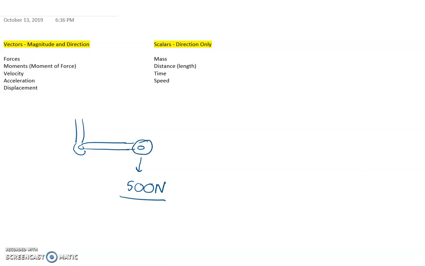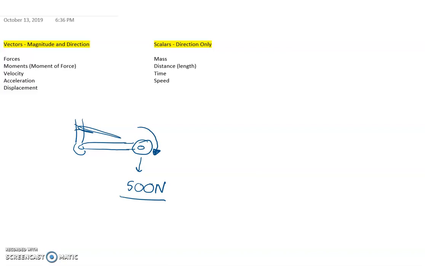What's going to happen with this lever here? It's going to start rotating in the clockwise direction. Okay, so as you can see, it has a direction. So even though it's rotational, it will tell you, okay, it's in the clockwise or counterclockwise direction. So that's the direction right here. And then you also have to give an actual magnitude, which is 500 newtons.